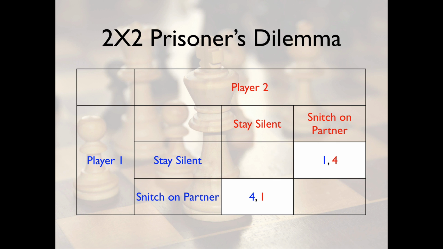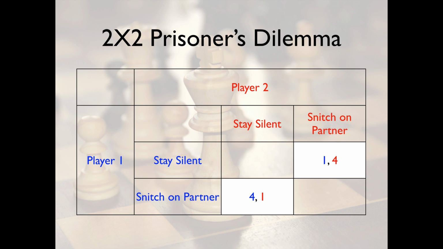So for player 1, if they snitch on their partner and their partner stays silent, that's the bottom left corner, then player 1 goes home. They're free. And player 2 goes to prison for 10 years. So player 1 is very happy with this. They get to go home. That's the most preferred outcome, so that gets a 4. On the other hand, player 2 goes to prison for 10 years. That's the most they can go to prison for, so that's the least preferred outcome, so that gets a 1.